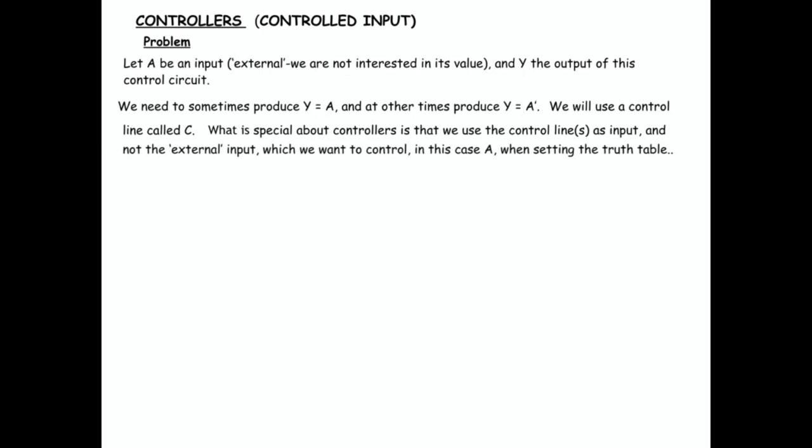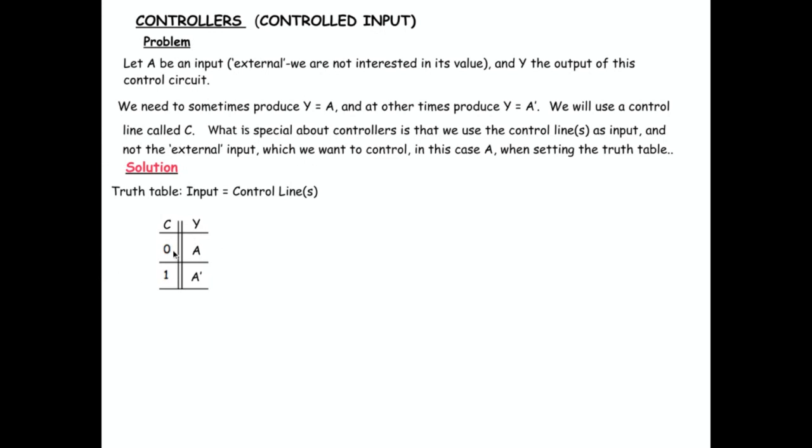Now, what is special about control is that we use the control line or multiple control lines as input, and not the external input, which we want to control, in this case A, when setting the truth table. So the truth tables for this are going to be weird at first. Let me show you what I'm talking about. In the truth table, though A is technically the input, because it's unknown and we cannot control it, we're going to use the control line as input, and we can control it. So our C, our control, is going to be 0 or 1, and we almost don't care what A is.